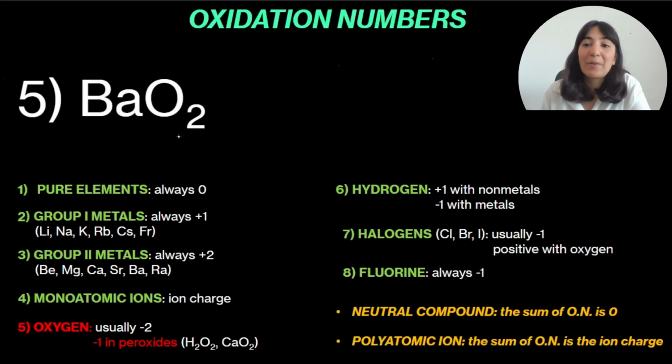BaO2, this is another peroxide. We write the oxidation number of oxygen, which is -1, and we can find the oxidation number of barium by writing our equation, or if we remember the rule, the oxidation number for group 2 metals like barium is +2, so we have just to write +2.